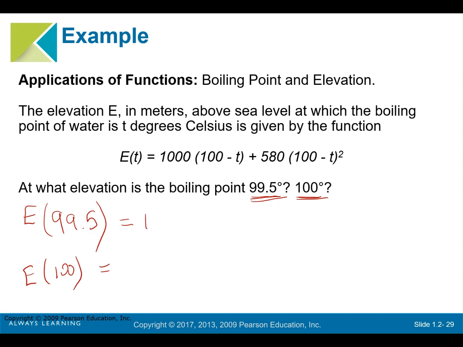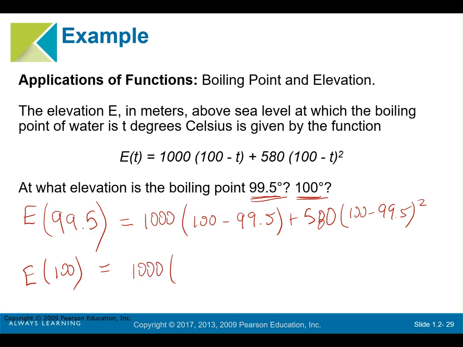Well, if I plug in 99.5, I get 1,000 times 100 minus 99.5 plus 580 times 100 minus 99.5 squared. That first one is going to be some kind of decimal, so I'm going to leave it to you to plug in your calculator and see what we get. But we can go ahead and do the other one. That looks like 1,000 times 100 minus 100 plus 580 times 100 minus 100 squared.